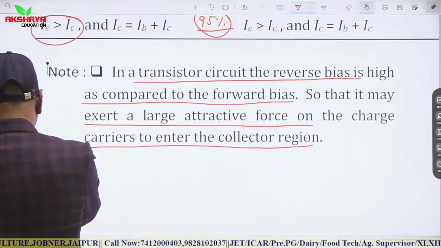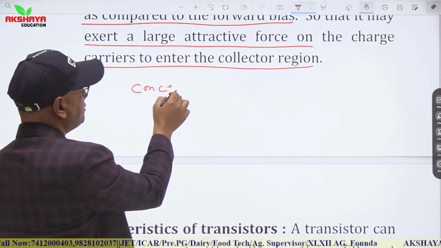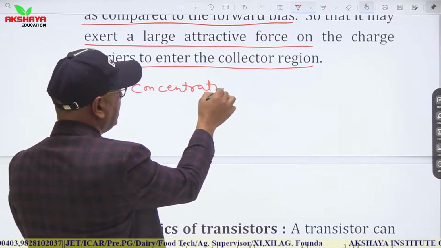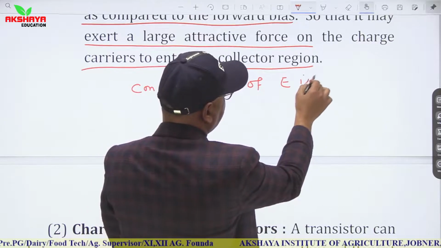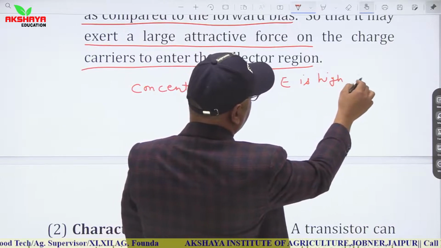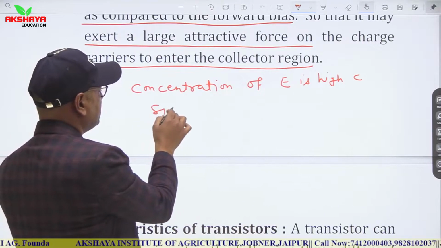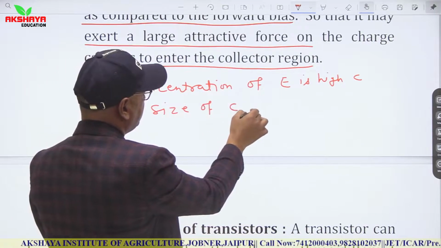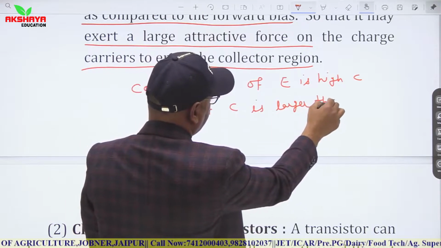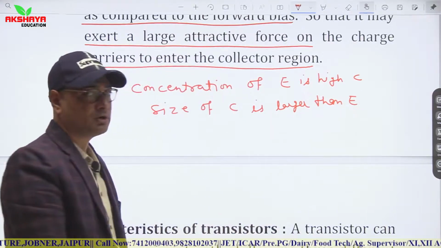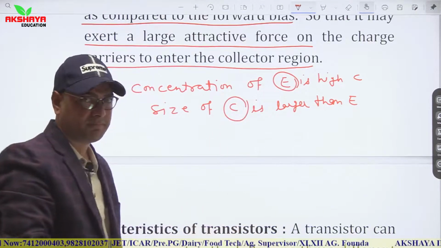Now see, another type of MCQ pattern if we discuss, then we can say that if we talk about concentration, then the concentration of the emitter region is high compared to the collector region, and if we talk about size, then the size of the collector is larger than the emitter region. So the concentration of the emitter region is high and the size of the collector region is high, keep in mind.